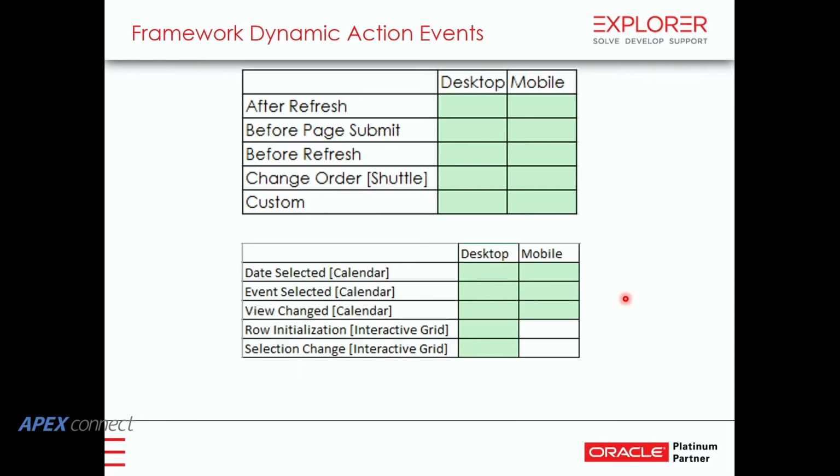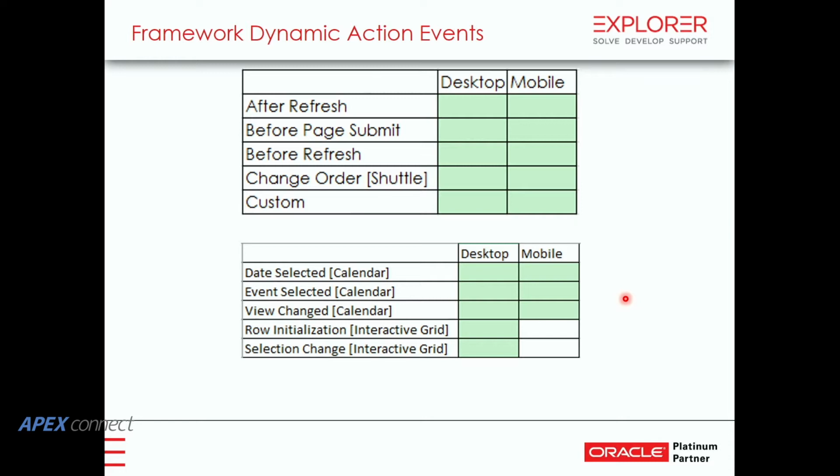Then we have framework dynamic events. So we've got the after and before refresh, which works really well on classic reports and interactive reports, but doesn't work on interactive grid. You've got before page submit, which I sometimes use for JavaScript validations, and you've also got the change order of the shuttle. So when you shuttle elements from left to right, you can change the order. That's an event which kicks off the change order shuttle event. And you can create your own custom events, and I'll show you examples of that. You can also use custom events to capture events emitted by JavaScript libraries as well. In 5.1, you've got new events, such as the calendar ones, the date selected and event selected, and you've got a view change on the calendar.